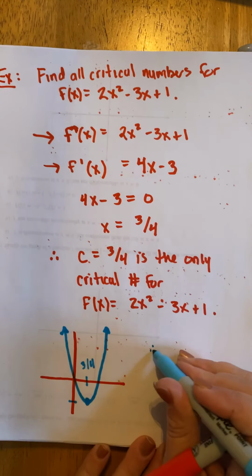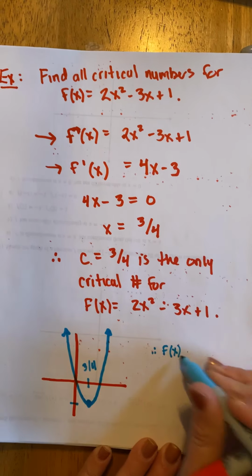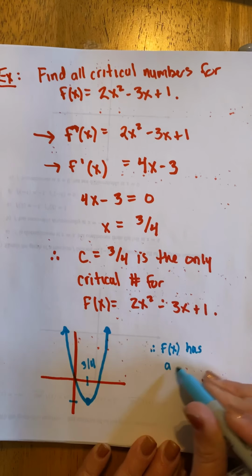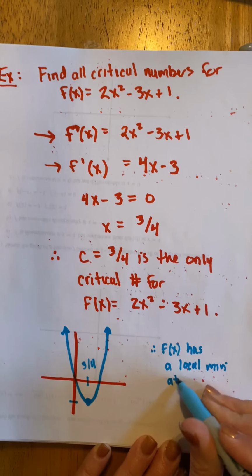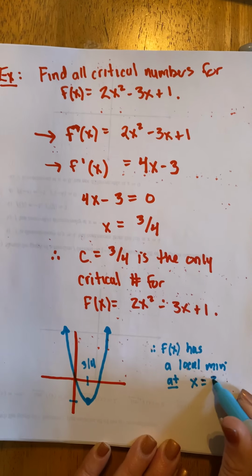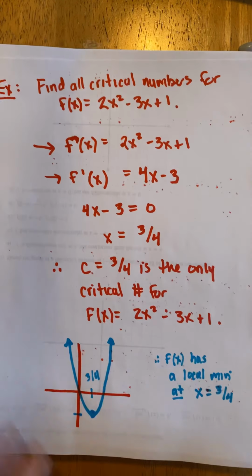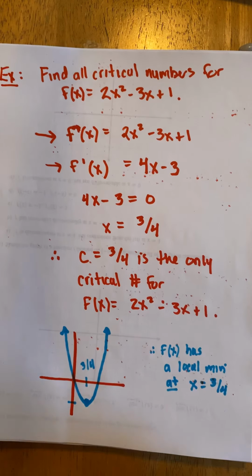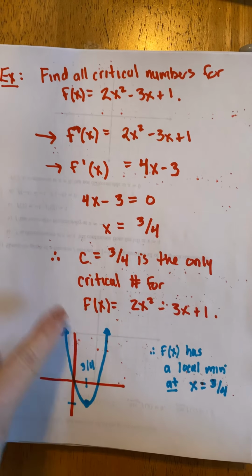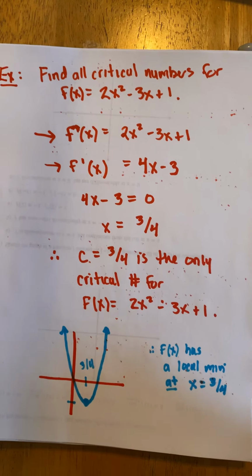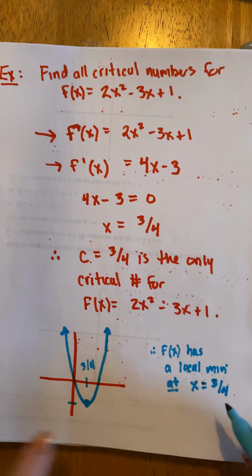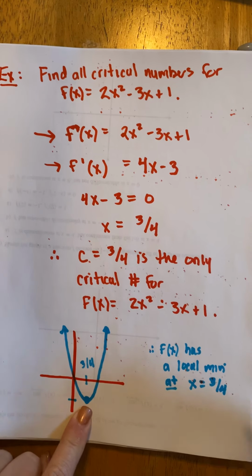So therefore, f of x has a local minimum at x equals 3/4. So this critical number is a local minimum. This has no local max. It doesn't make any tops of hills or any peaks going up. It goes straight up from there because we know how quadratic functions behave. So there's no local maximum.